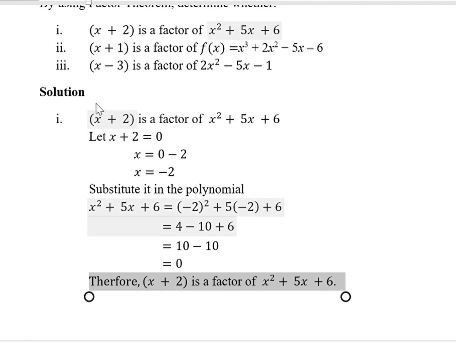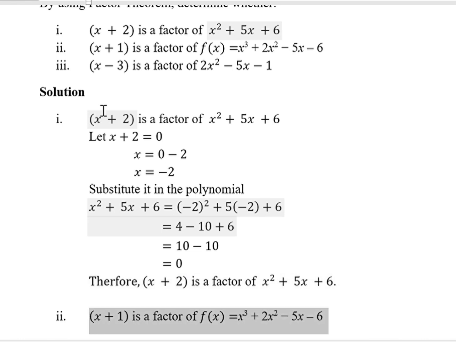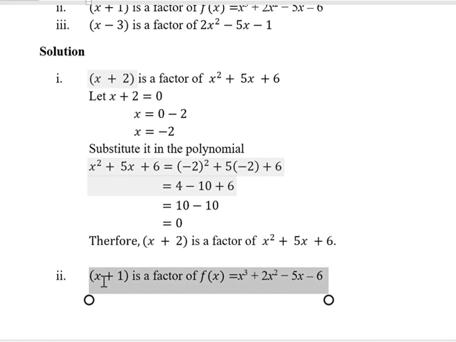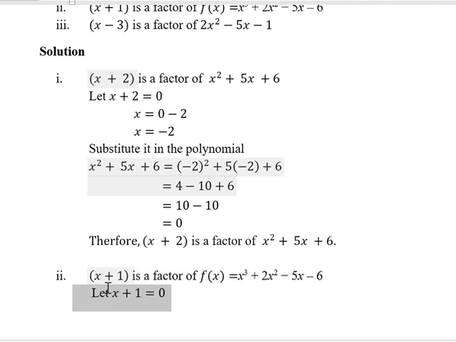Second question. We are supposed to determine whether x plus 1 is a factor of the function f of x, which is equal to x cubed plus 2x squared minus 5x minus 6. We repeat the same procedure. Equate this one to 0. So let x plus 1 equal 0. Take positive 1 across the equal sign. We shall have x being equal to 0 minus 1. When positive 1 crosses the equal sign, we change it to minus 1, meaning x is equal to negative 1.